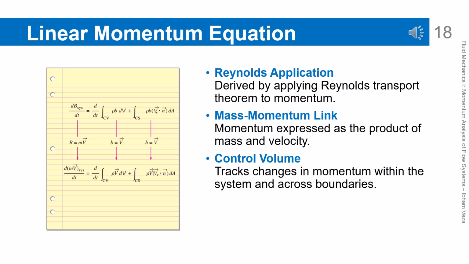Linear momentum equation. The linear momentum equation is derived by applying the Reynolds transport theorem to momentum. Momentum is defined as the product of mass and velocity. In control volume form, this equation relates the total force to the momentum change within the volume and the flow across the boundaries. This form is well suited for analyzing real flow systems, such as pipe bends and nozzles. This equation is the core of all force analysis due to flow.